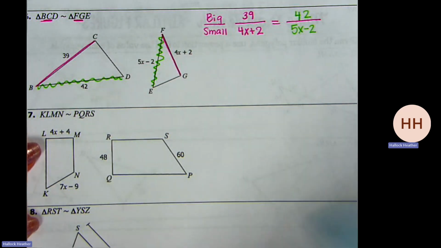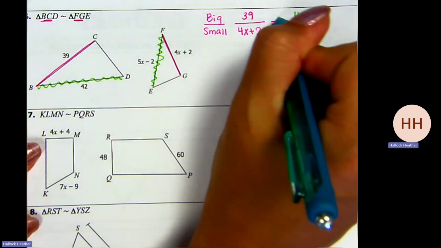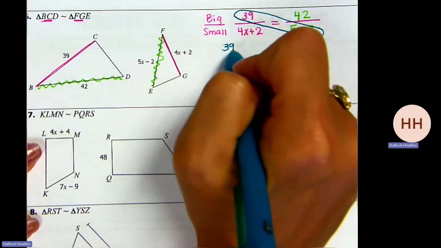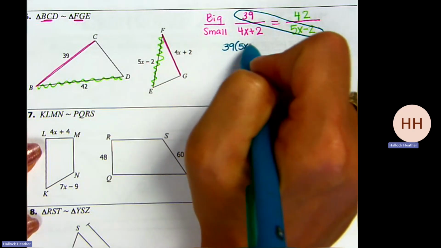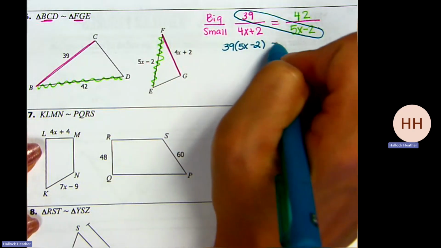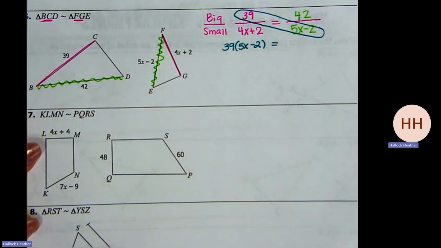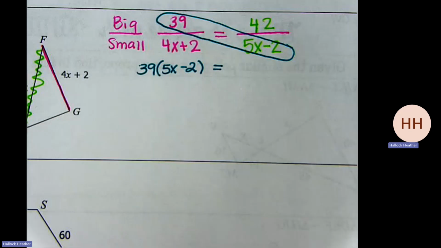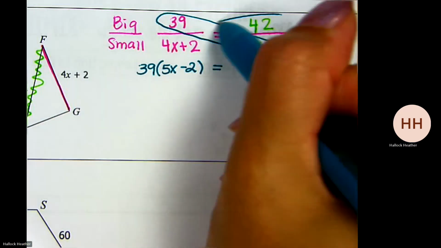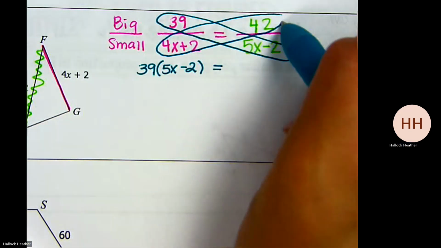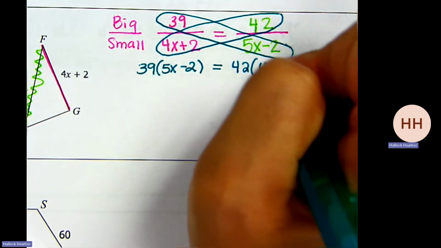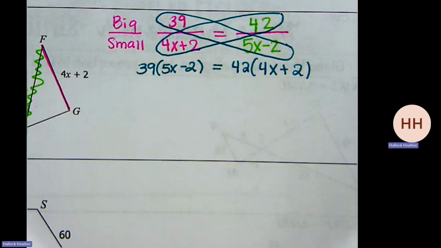So I'm going to cross multiply. I'm going to start by going left to right. Remember, this is like the butterfly. So I'm doing 39 multiplied by 5x minus 2. Equal sign stays in the middle. And then I'm going to cross multiply, making a butterfly the other way. So going this way, I'm going to do 42 times 4x plus 2.